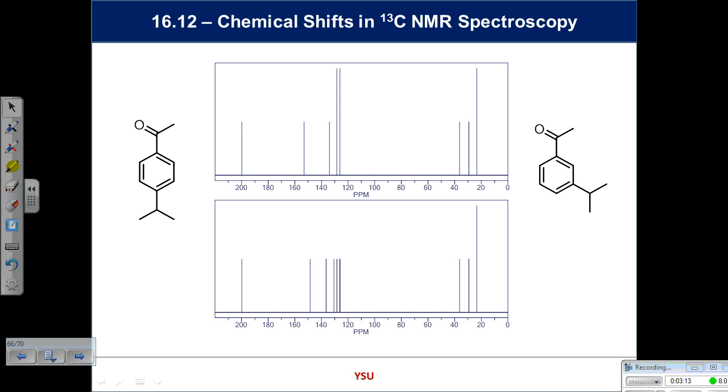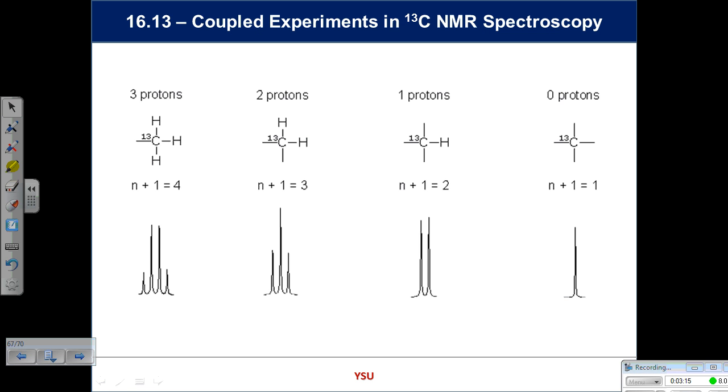They can tell you which one you've got quite quickly. So this is where we left off. This is the sort of new thing for today. You do get coupling. If you do not decouple your spectrum, which is a fairly simple experiment to do, you get shapes in the signals.